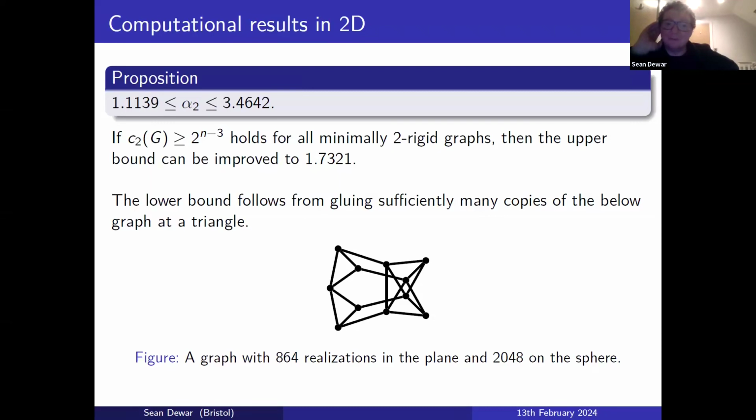And the lower bound is done by finding a family of realizations with lots of pseudo-Euclidean realizations, but not so many Euclidean realizations. And the one we do for 2D is to take this graph down here. It's got 864 realizations in the plane, but actually 2,048 on the sphere. And we just keep gluing them at triangles. And this gets us a very, very large graph with lots and lots of pseudo-Euclidean realizations, but not so many flat planar realizations.